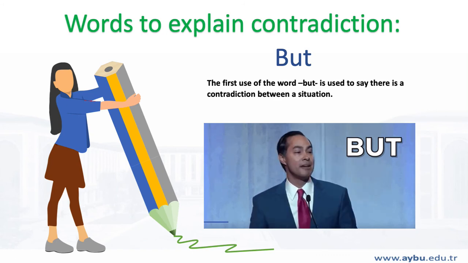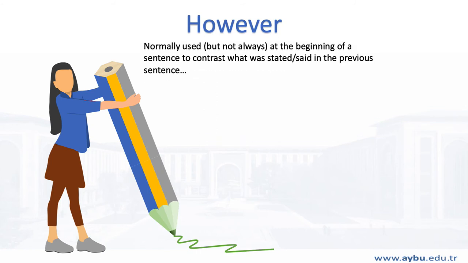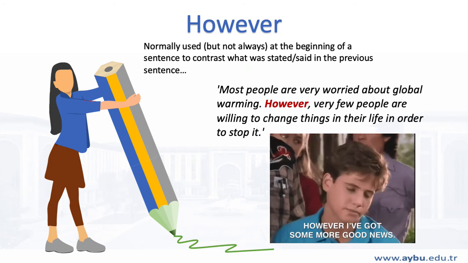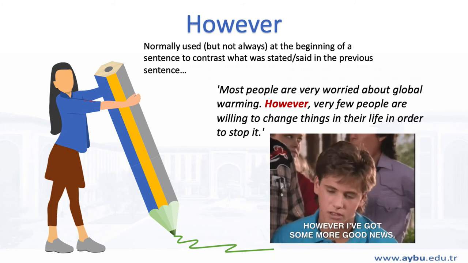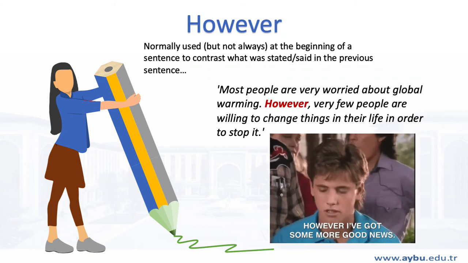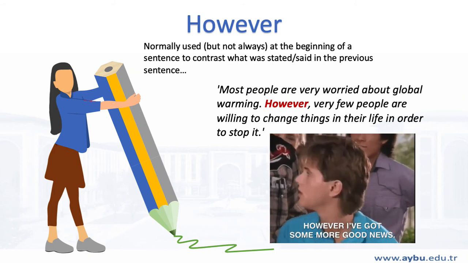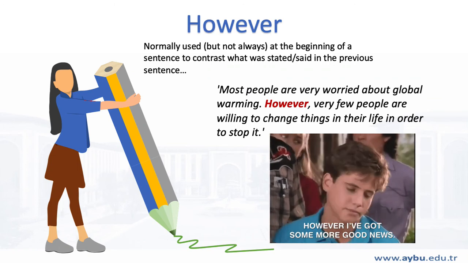And I think the most popular one is however. It is used in the same way as but, it is followed by a comma, and it is normally used, but not always, at the beginning of a sentence to contrast what was stated or said in the previous sentence, just like in the example. Most people are very worried about global warming. However, it should be followed by a comma all the time. Very few people are willing to change things in their life in order to stop it.